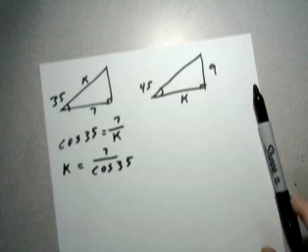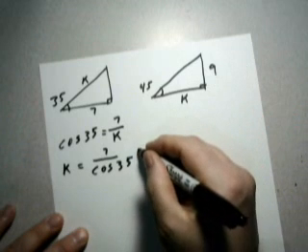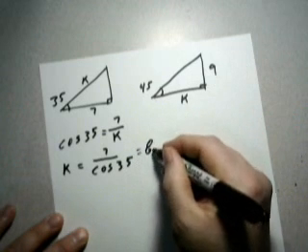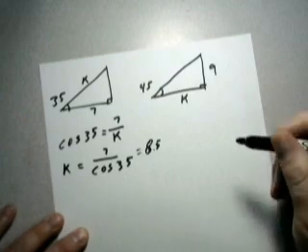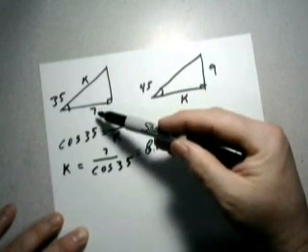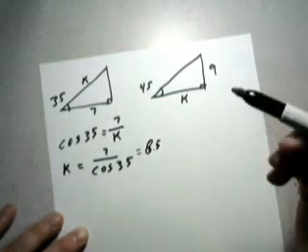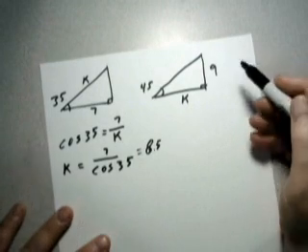So 8.5. So that side K is 8.5, which makes sense because it needs to be greater than the 7. Remember, the hypotenuse is going to be the longest side in that triangle. All right, so let's take a look at this one.